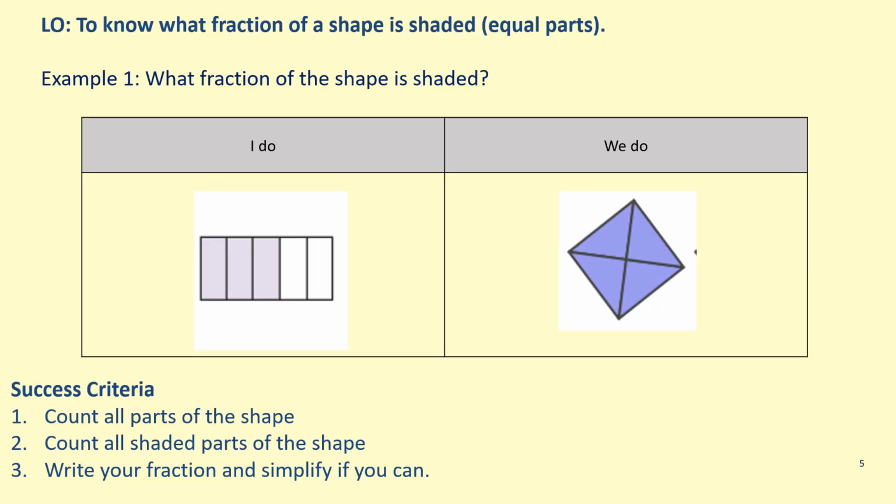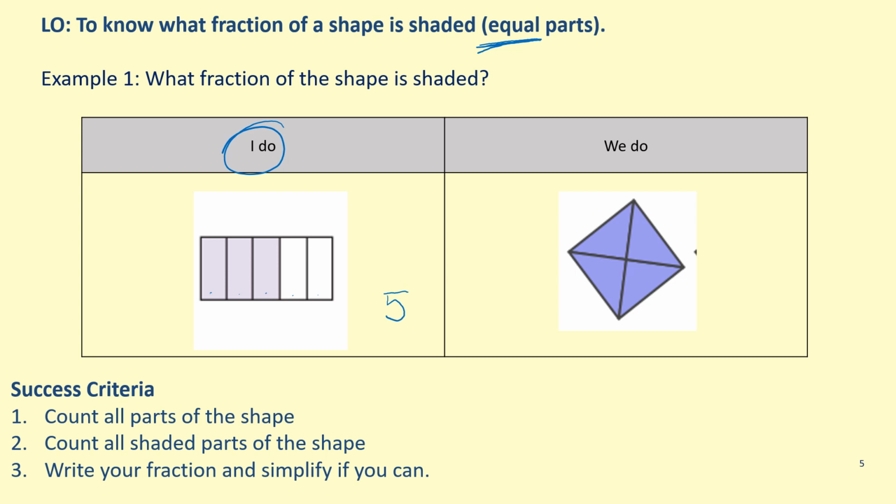So we will start with example 1. What fraction of the shape is shaded? I will do the I do part. Okay, so let's have a look at success criteria. Count all parts of the shape. 1, 2, 3, 4, 5. 5 equal parts, because the learning objective is to know what fraction of the shape is shaded when we know that the parts are equal.